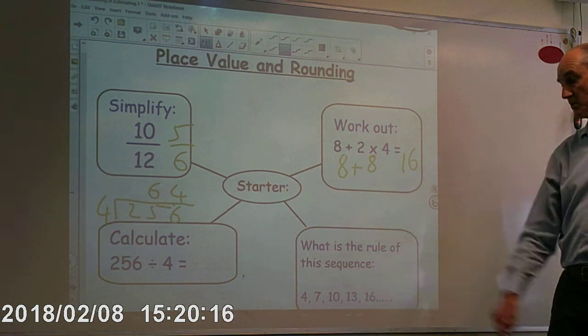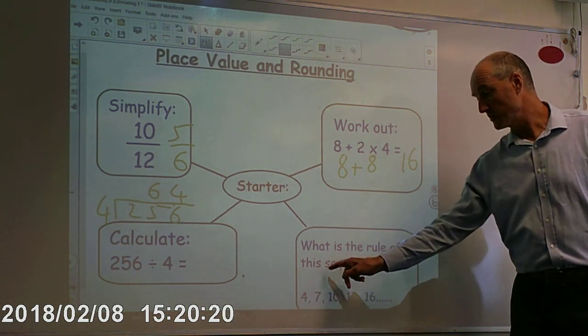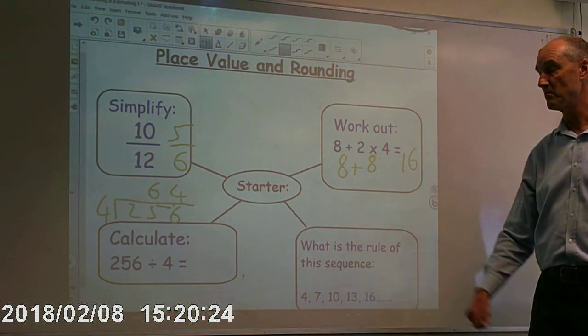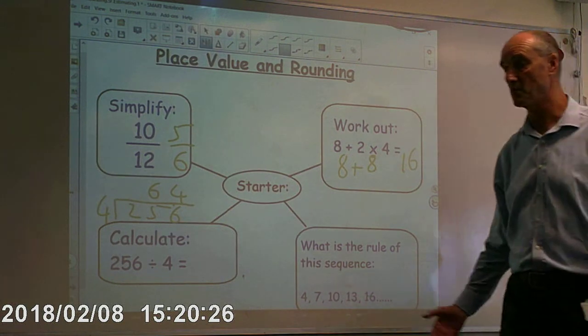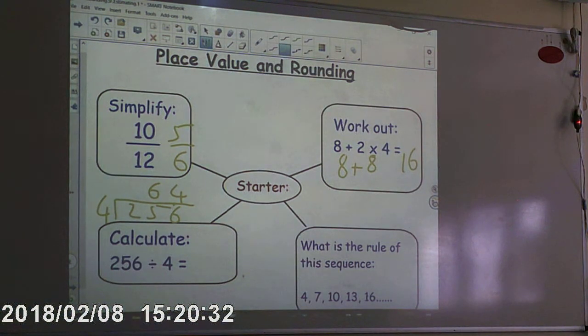What is the rule of this sequence? Fairly straightforward. The sequence increases in value by 3 each time. That's all that's meant by the rule of that sequence. It is no more difficult than that, ladies and gents. So that's your starter completed. Hopefully that's a little bit clearer for you now.